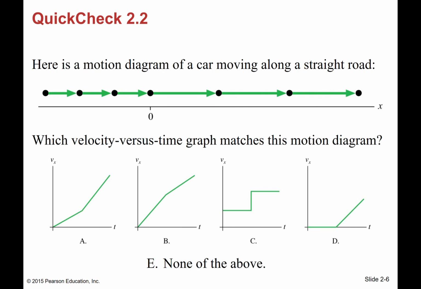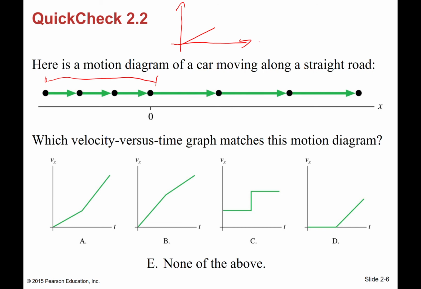Let's do a quick check. We have a motion diagram, and now we want to understand how to transfer this to a velocity versus time graph. So the first thing we need to do is see what the position versus time graph is. The position versus time graph would be what? Here you have the motion from this point to this point at a constant speed, so it would be something like this.